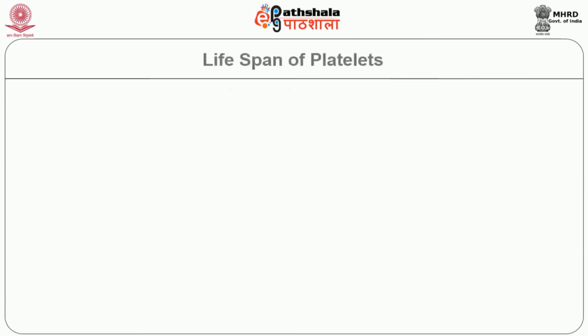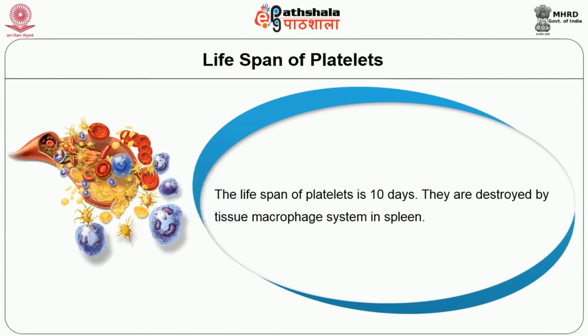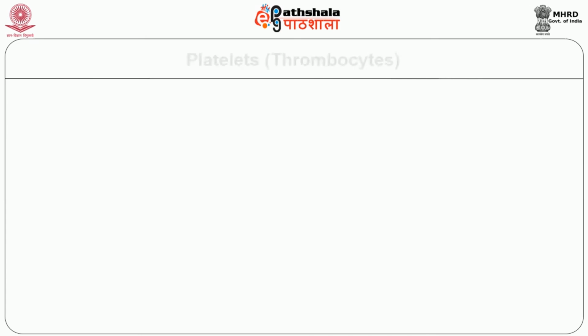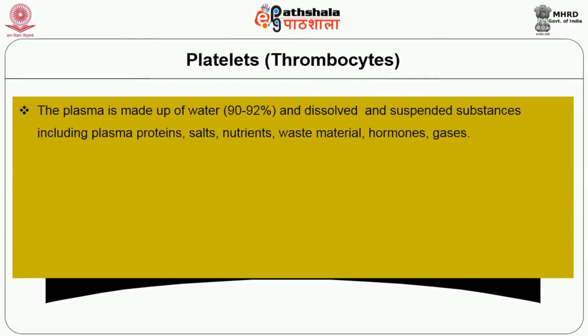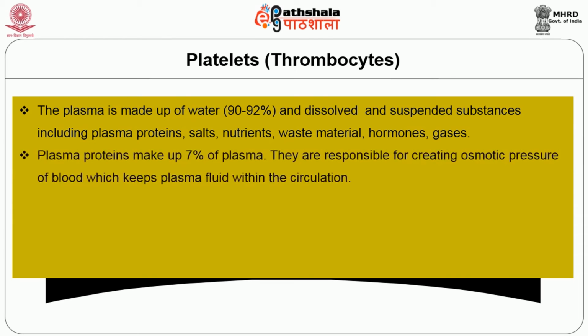The lifespan of platelets. The lifespan of platelets is only 10 days. They are destroyed by the tissue macrophage system in the spleen. Then coming to the plasma. The plasma is made up of water, 90 to 92%, and dissolved and suspended substances including plasma proteins, salt, nutrients, waste material, hormones, and gases. The plasma proteins make up 7% of the plasma.